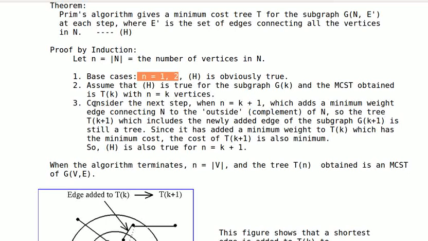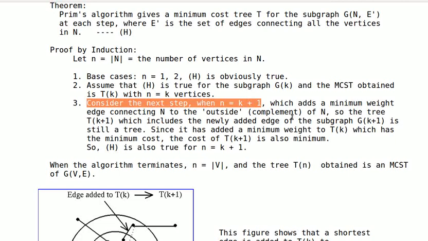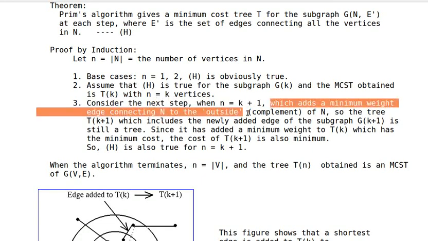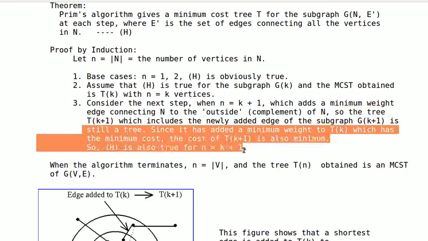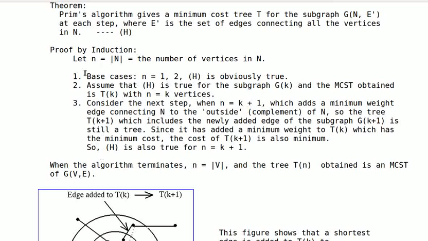3. Consider the next step, when N equals K plus 1, which adds a minimum weight edge connecting N to the outside, the complement of N. So the tree TK plus 1, which includes the newly added edge of the subgraph GK plus 1, is still a tree. Since it has added a minimum weight edge to TK, which has the minimum cost, the total cost of TK plus 1 is also minimum. So H is also true for N equals K plus 1. When the algorithm terminates, N equals V, and the tree D obtained is an MCST of G(V, E).